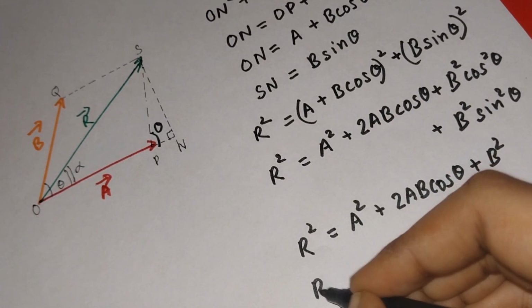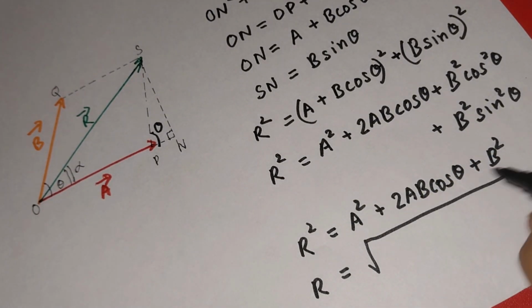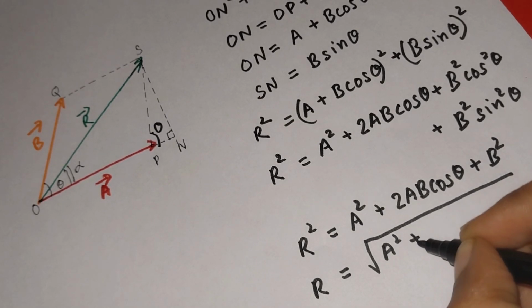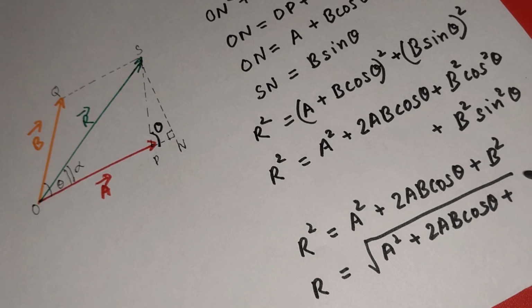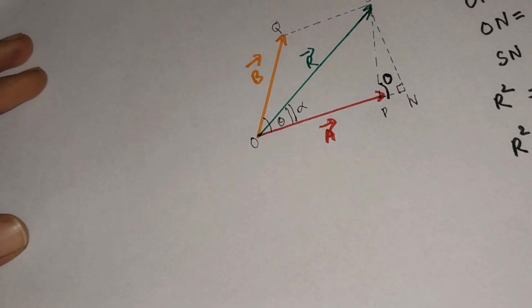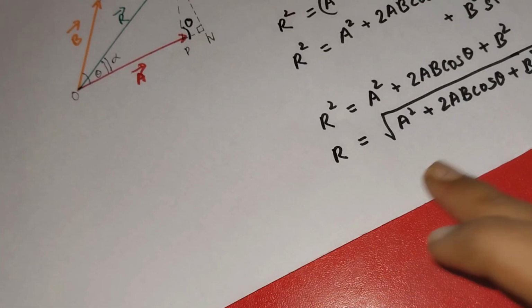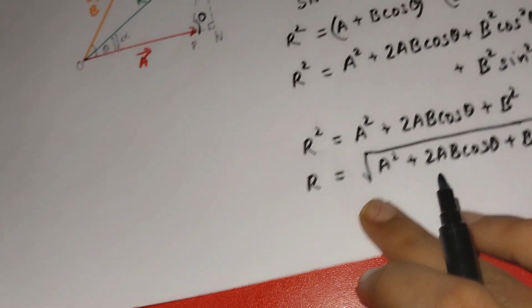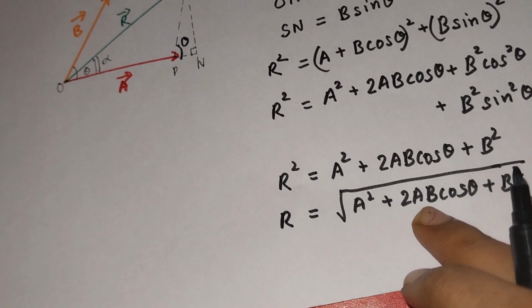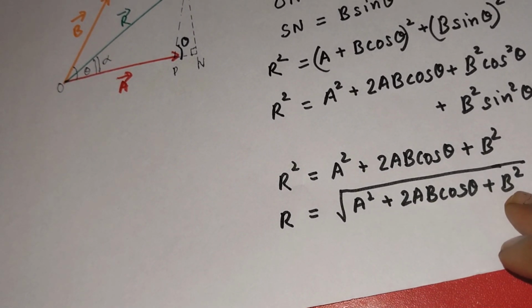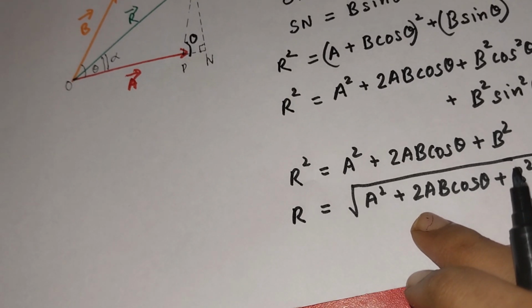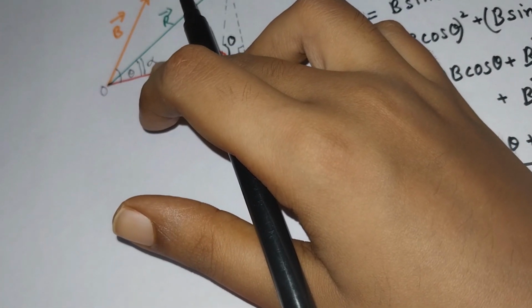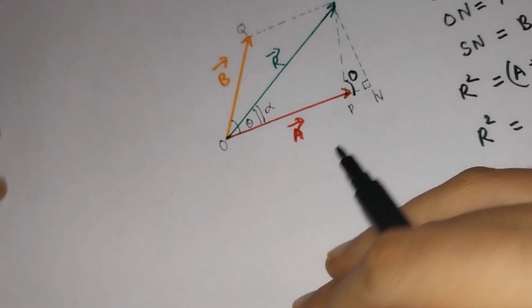So R is equal to root of A square plus 2AB cos theta plus B square. So we got the magnitude of the resultant vector. It is root of A square plus 2AB cos theta plus B square. Now we need to find the direction of the resultant vector. That is, we have to find the angle alpha. So how we can find the angle alpha?